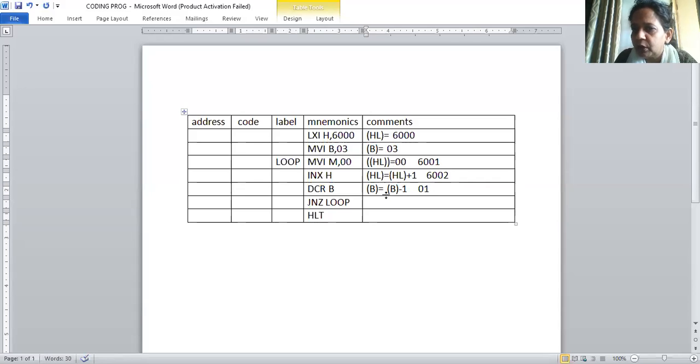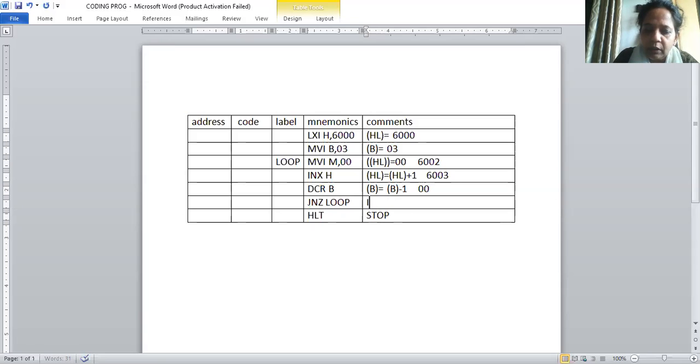Since the B value is not 0, the zero flag will not be affected. That means it will not be set. Therefore, again it will go here. Now it will make 6002 contain 00. HL will now become 6003. Now B has become 00. That means the zero flag will be set and now it will stop, because this condition is not true now. Correct? Jump if not 0. That means if the zero flag is not set, then only it will go here. Otherwise, it will go to the next instruction.